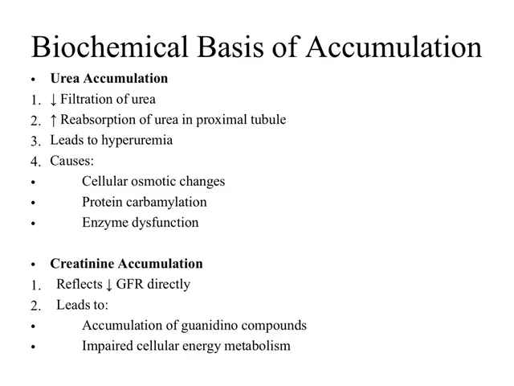Biochemical basis of accumulation. Urea accumulation: decreased filtration of urea and increased reabsorption of urea in the proximal tubule lead to hyperuremia. This causes cellular osmotic changes, protein carbamylation, and enzyme dysfunction. Creatinine accumulation reflects decreased GFR directly and leads to accumulation of guanidino compounds, causing impaired cellular energy metabolism.